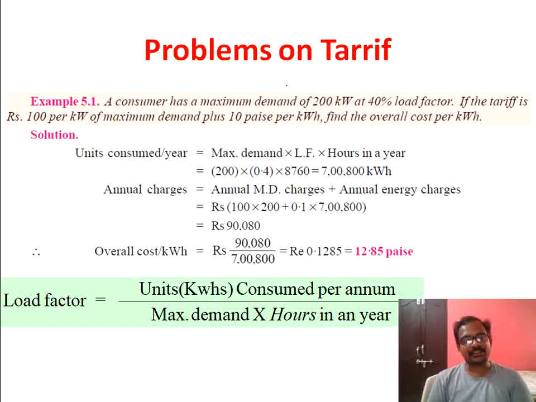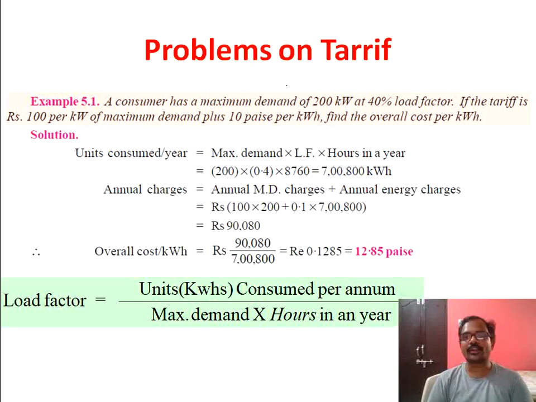So coming to the annual charges. Now it is the sum of annual maximum demand charges plus annual energy charges. Maximum demand charges means 100 rupees per kilowatt of maximum demand. Rupees 100 into 200. How many kilowatts are there? 200 kilowatts. So 100 into 200 plus 10 pice means 0.1 rupees into number of kilowatt hours. Number of kilowatt hours are 7,800. So if I add these two things, I will get 90,080 rupees.